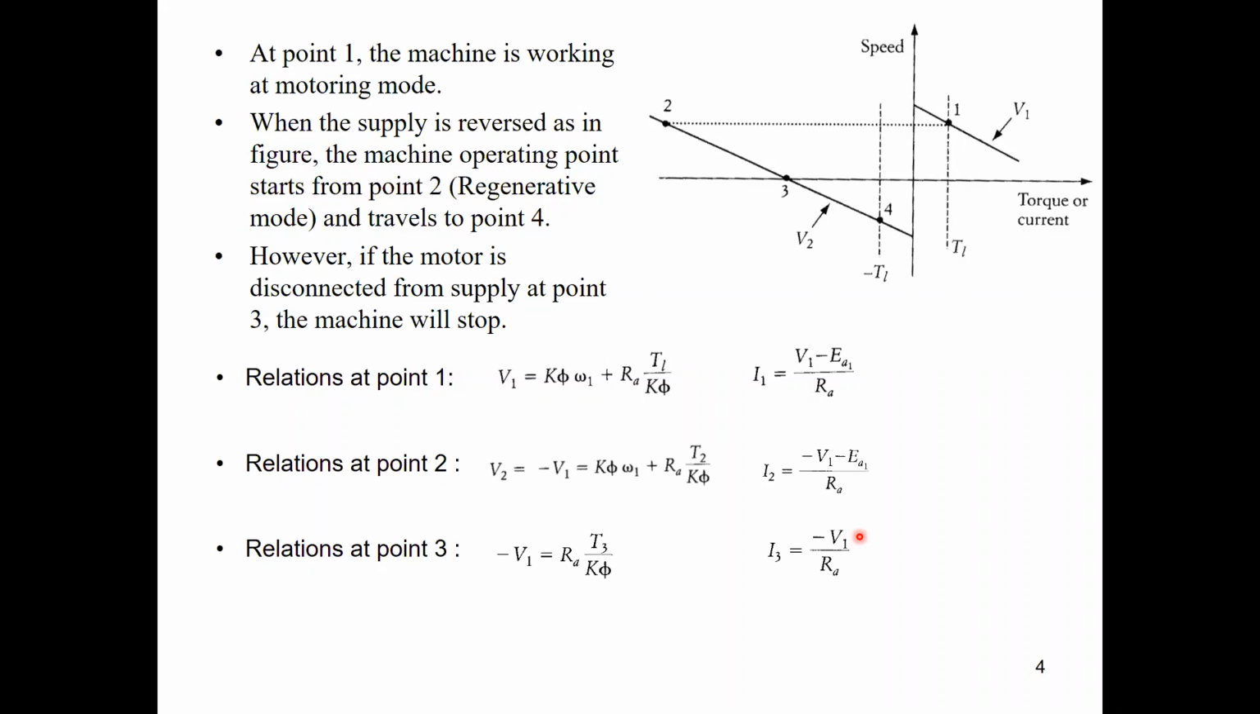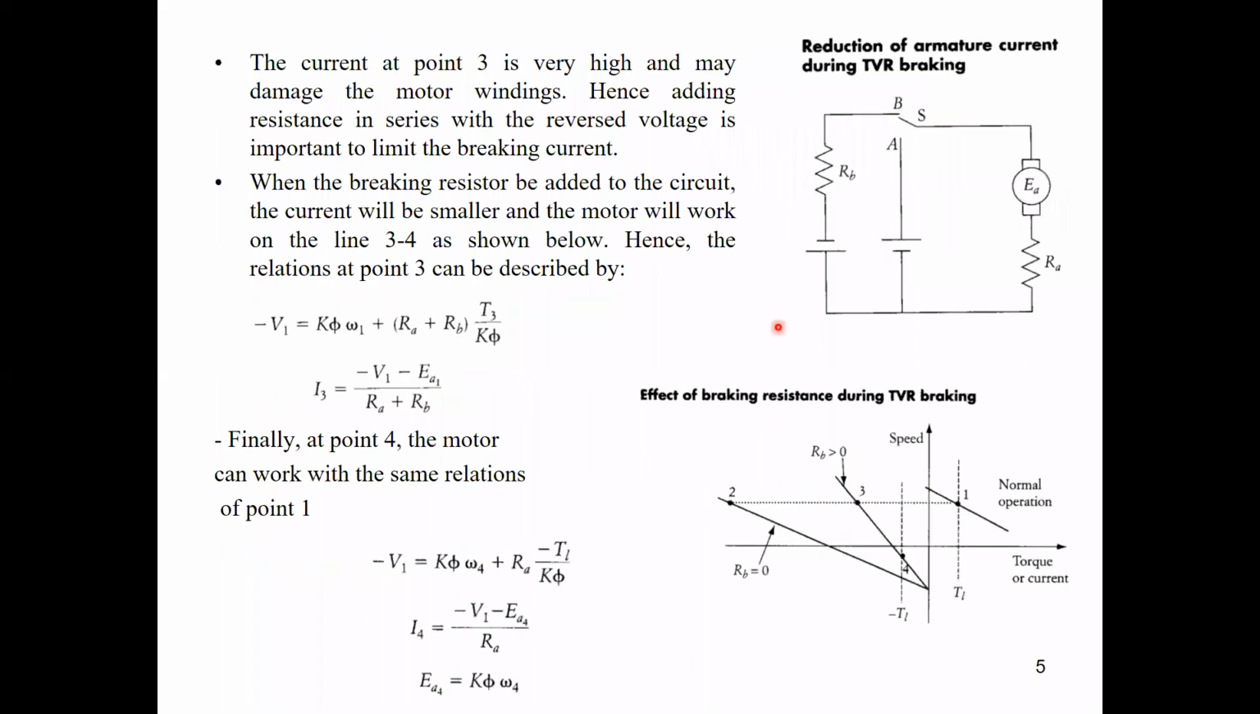The same also, by the way, applies for I2. The current at I2, because the polarity of V is reversed, you will find the numerator here is very high. So we will have very high currents at point 2 and at point 3 as well. So if you are going to make counter current braking for a DC motor, it is preferred to add resistance in series with the supply.